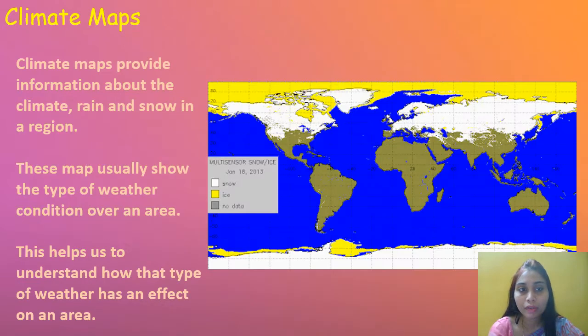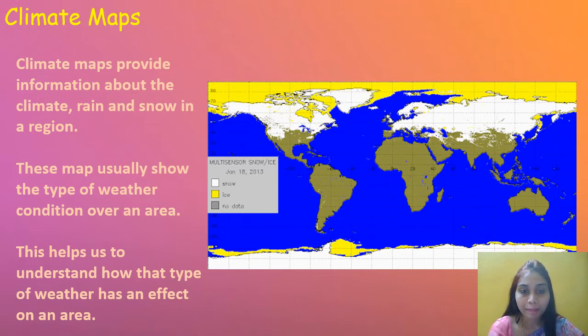Next, we'll learn about climate maps. Climate maps provide information about the climate like rain or snow in a particular region. These maps usually show the type of weather condition over an area. This also helps us to understand how that type of weather has an effect over an area, how rainfall affects a particular area or how snow affects a particular area. So climate maps only deal with the weather conditions over a particular region or area.